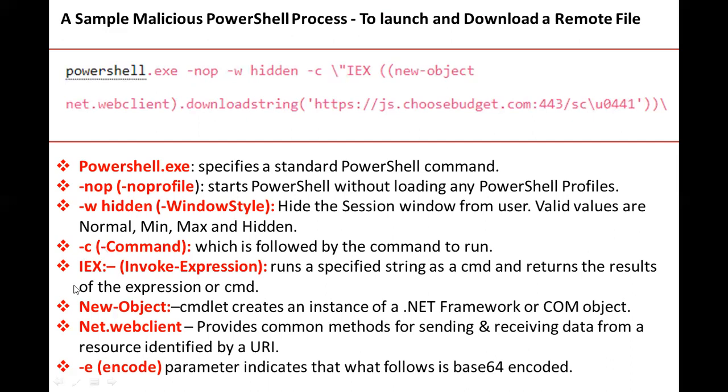So we have IEX, which means Invoke-Expression. What this does is run a specific string as a command, and also return the results of the expression. Most of the time, it's used in most of the malicious PowerShell scripts that I've seen. We have another command, New-Object, which creates an instance of a .NET Framework object. We have Net.WebClient, which provides a common method for sending and receiving data, most of the time by using a URL, as you can see from the script. So we have the New-Object.